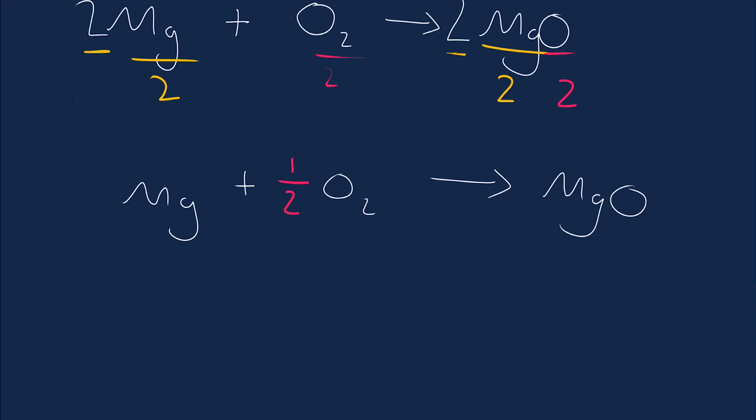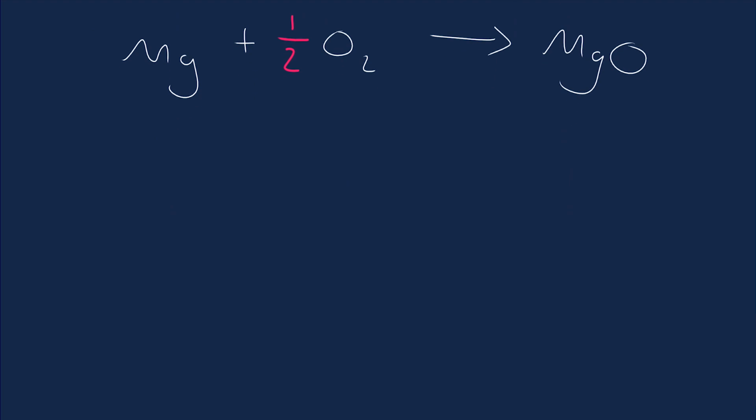So that is a point I want to make. When you are balancing equations, try to avoid fractions. We want whole numbers of molecules, because in reality you don't have half a molecule, do you? So avoid fractions of molecules.